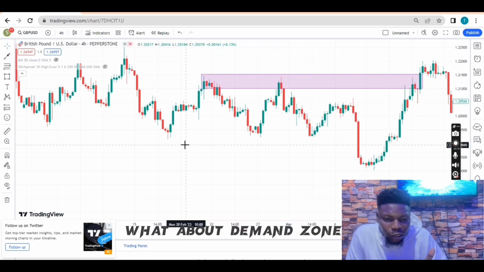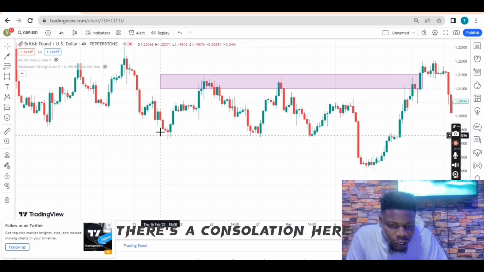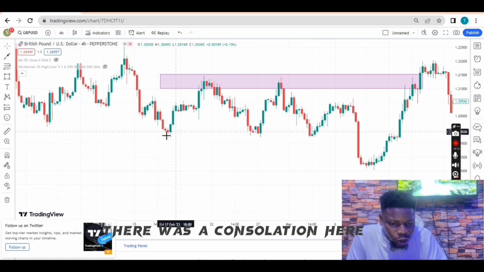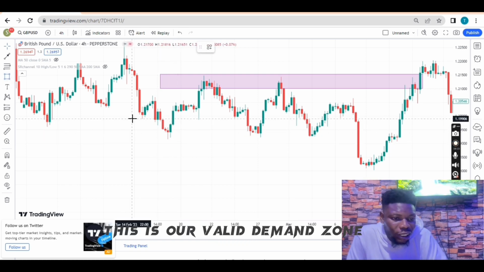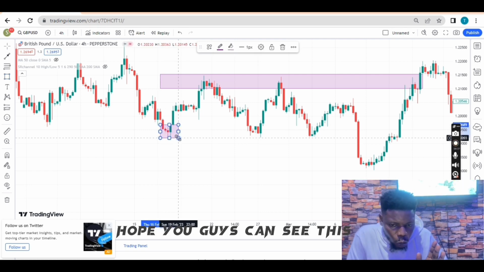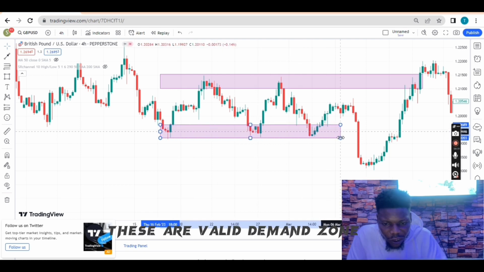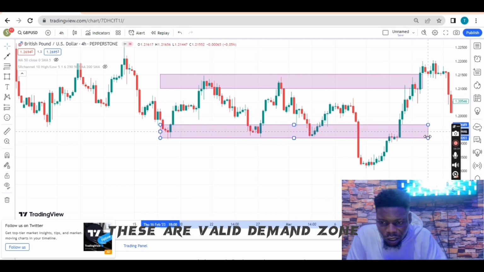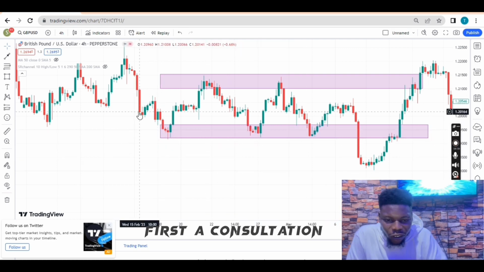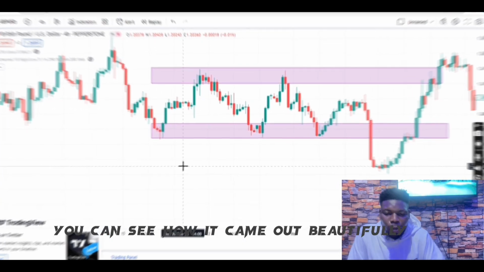So what about the demand zone? How can we find the demand zone now? We look, there's a consolidation here, and there was an impulsive move to the upside. So this is our valid demand zone. Hope you guys can see this. It is very, very simple. So that's it, guys. I'm repeating again: first a consolidation, then an impulsive move to the upside. You can see how it came out beautifully.